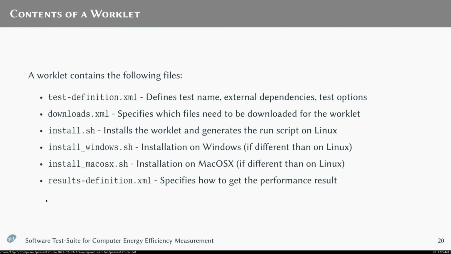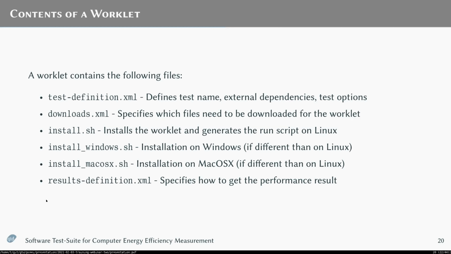So to further understand how the worklets work, we will now take a look at the files which actually define or declare a worklet. There is a TEST-DEFINITION.XML file. This, for example, defines the test's names, the external dependencies which are needed, and any options which the test might offer. Then we have a downloads.xml file. Here are all files listed which need to be downloaded from the internet or which need to be in the download cache for the worklet to be installable.